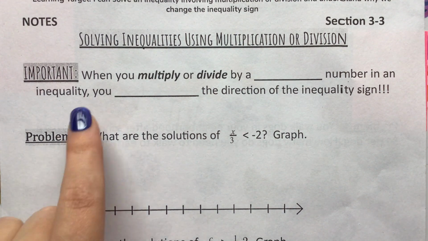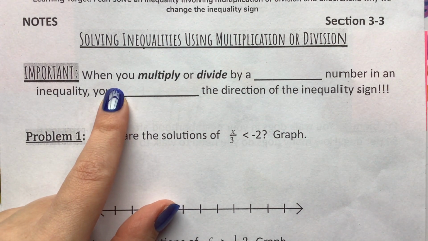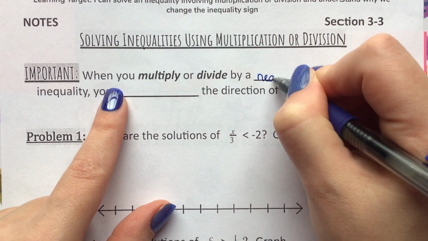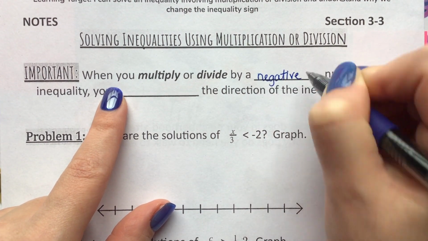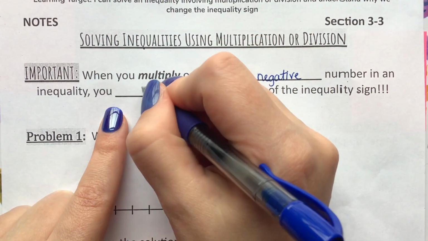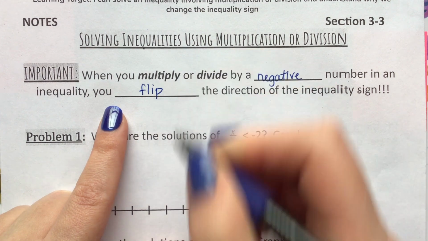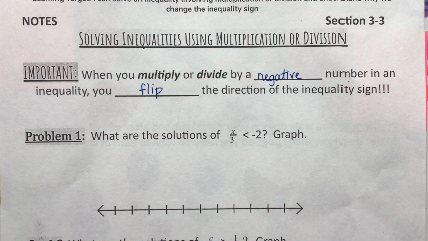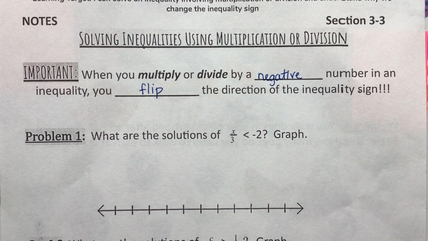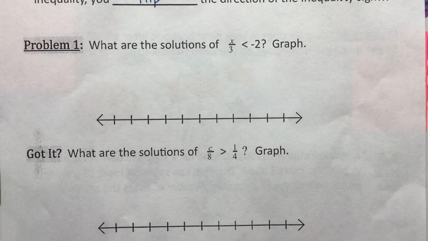So something I'd like for you to remember is when you multiply or divide by a negative number in an inequality, you flip the direction of the inequality. That is very, very important. Only when multiplying and dividing by a negative number do you flip the direction of the inequality. You're going to see that in action here in the next couple examples.